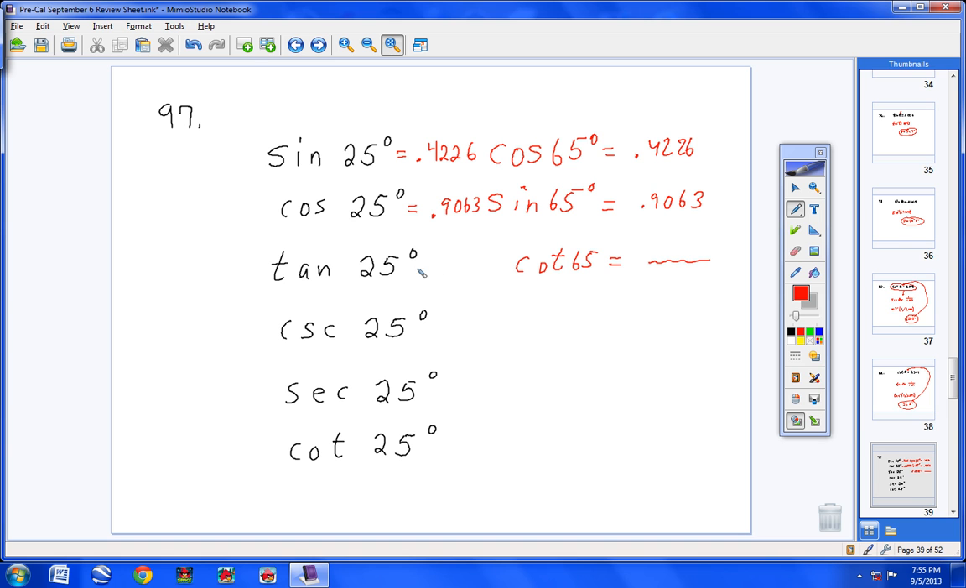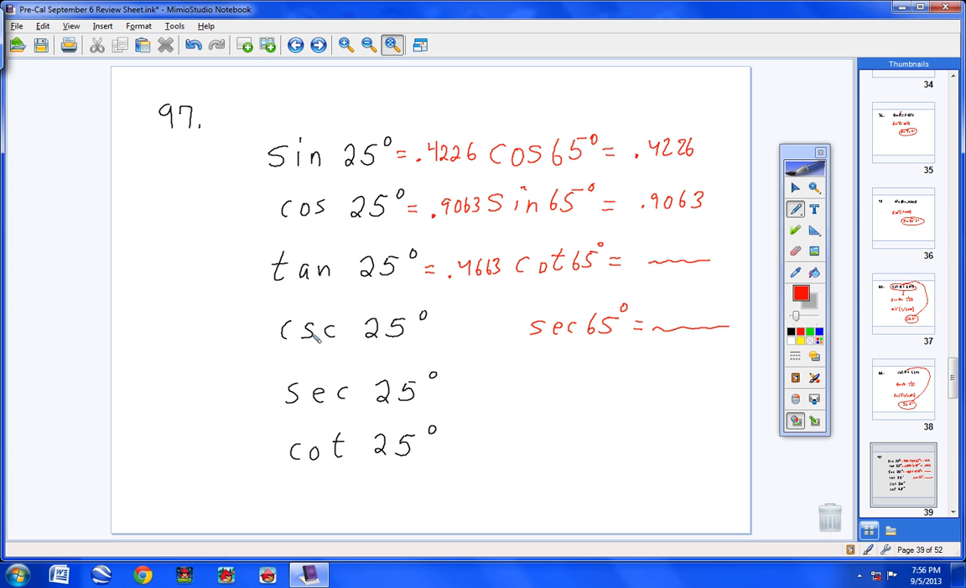25 and 65 add up to 90, so it would be the exact same answer as the cotangent of 65, which is 0.4663. Now, the cosecant of 25. Well, the cofunction of cosecant is secant. Secant of 65 degrees. Now, you can look in the book and see what that would be.